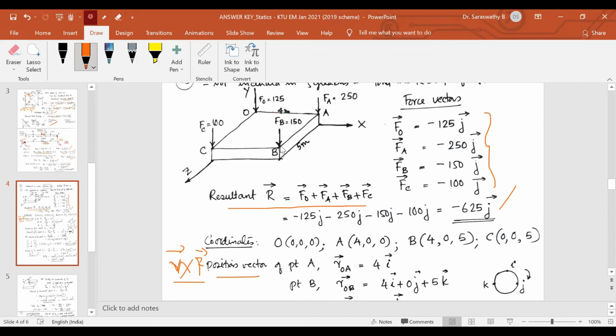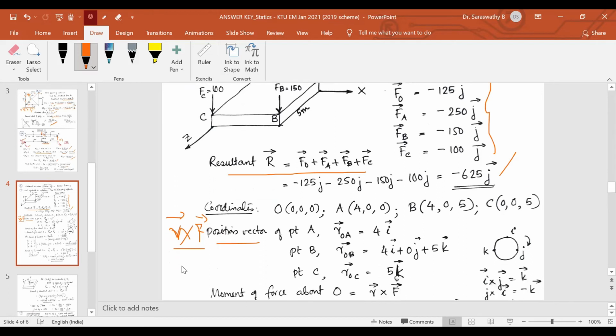So all these points A, B, C, O are in the XZ plane. This is X, this is Z, XZ plane. So the Y coordinate will be 0. Point O is (0, 0, 0). Point A is 4 meter along the X direction; Y is 0 as well as Z is 0. For the point B, it moves from here X 4 meter, then Z is 5 meter. So X is 4, Z is 5 and Y is 0. For the point C, X is 0, Z is 5, Y is 0.